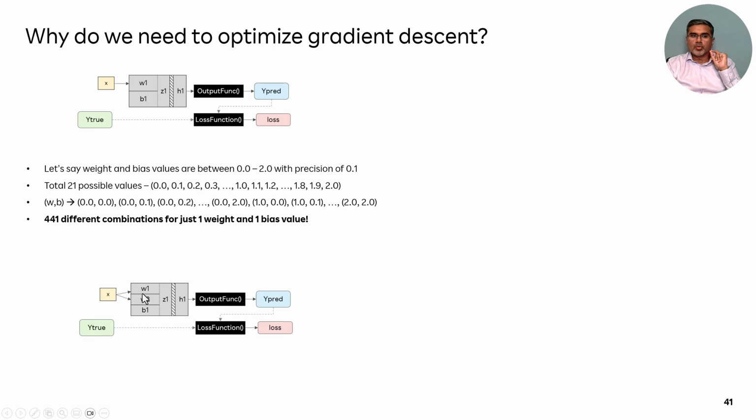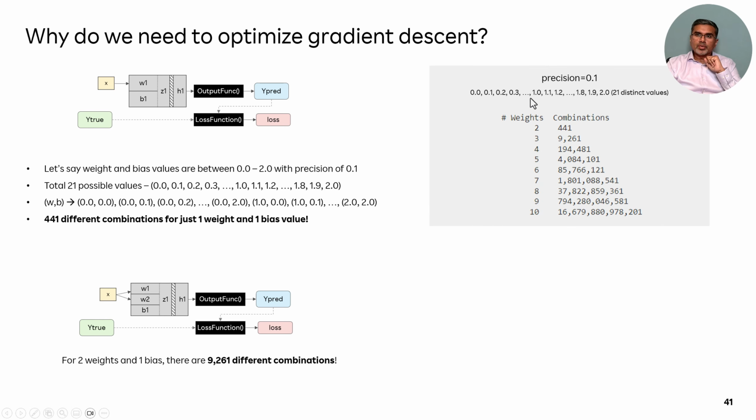Now, let's just make a minor tweak to this neural network architecture. Let's add one more weight, just one more weight. Earlier, it was one weight and one bias. So now I have two weights and one bias. I pass the same input to these two things. You know how many combinations exist now? Just by adding one more weight, 9,261 different combinations, which means that the neural network has to choose between 9,261 combinations.